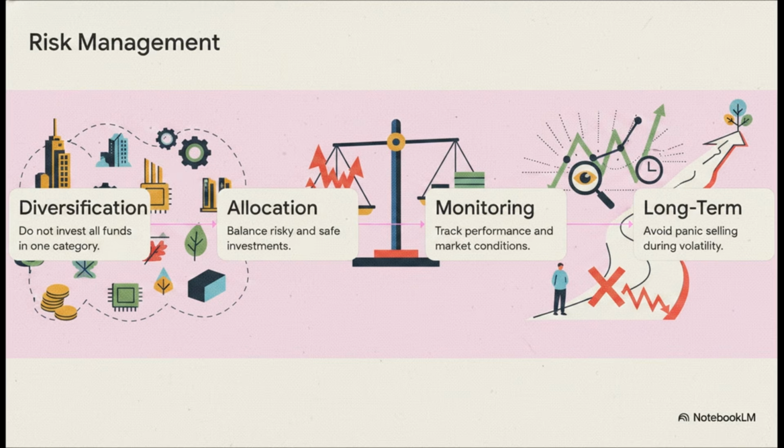Step 3, regular monitoring of macroeconomic indicators. And step 4, which is perhaps the absolute most important, maintain a long-term perspective to avoid the worst mistake any investor can make, panic selling at the bottom of a market downturn.